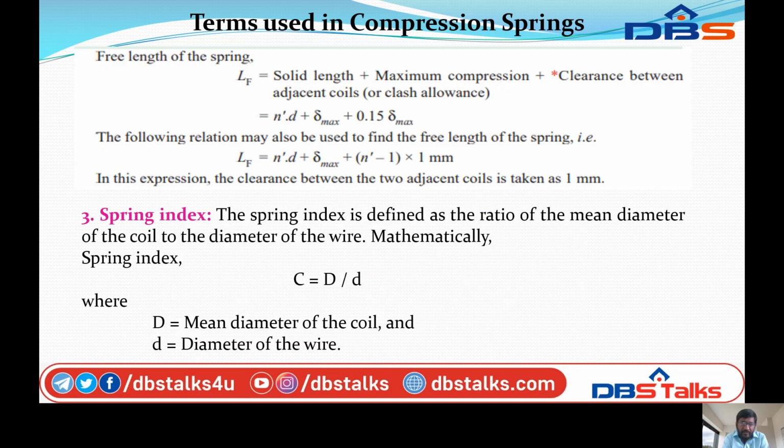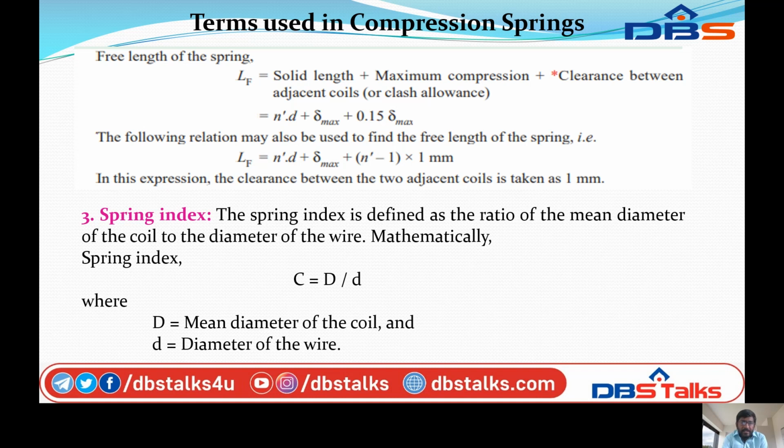The free length of the spring LF is equal to solid length plus maximum compression plus clearance between adjacent coils or clash allowance. So that is LF equal to N dash into d plus delta max plus 0.15 delta max. The following relation may also be used to find the free length of the spring, that is LF equal to N dash into d plus delta max plus (N dash minus 1) into 1 mm. In this expression, the clearance between the two adjacent coils is taken as 1 mm.